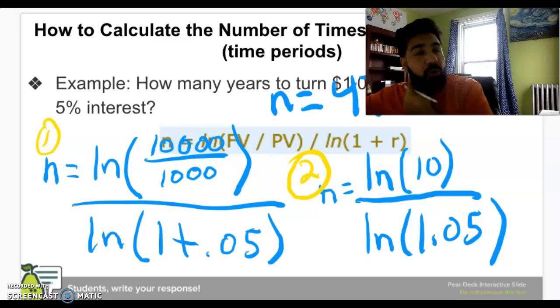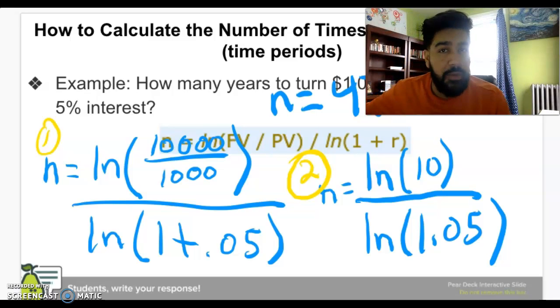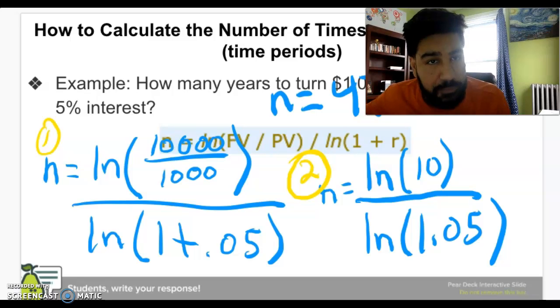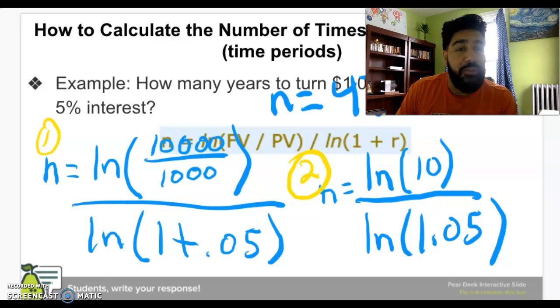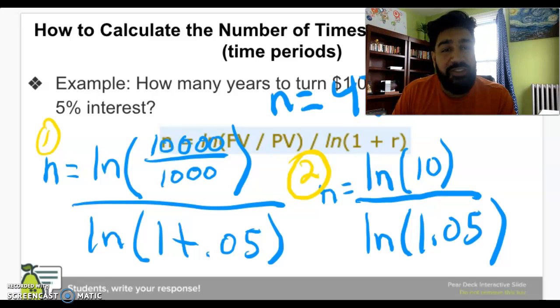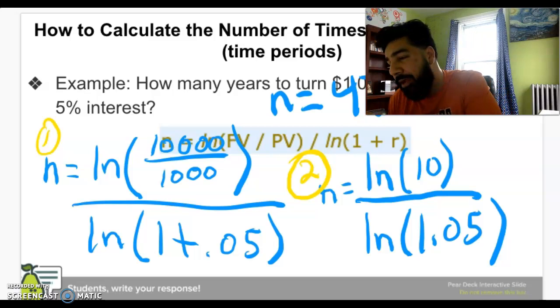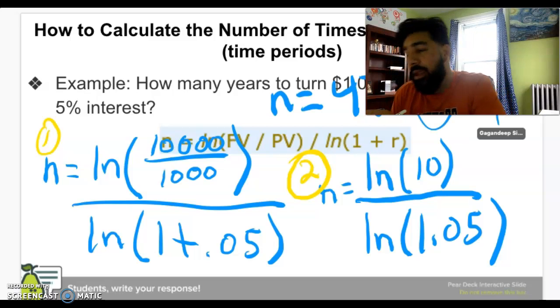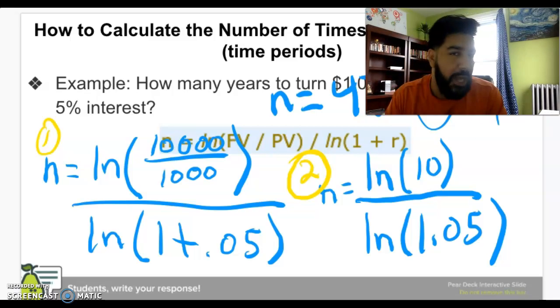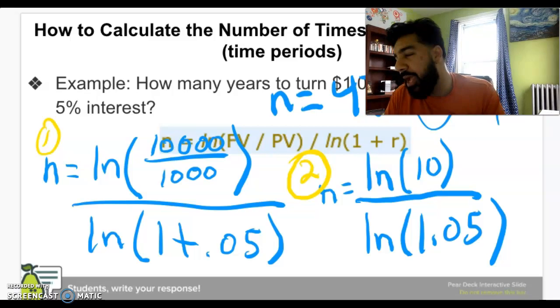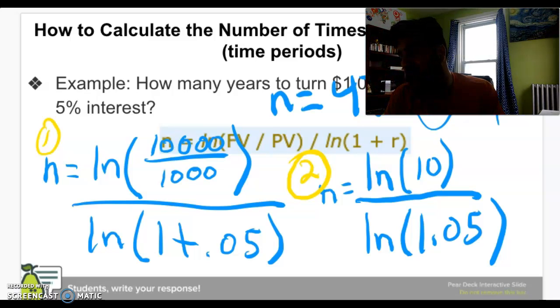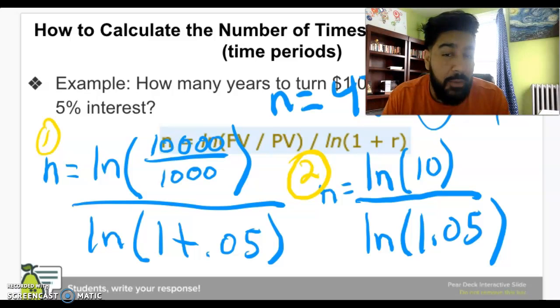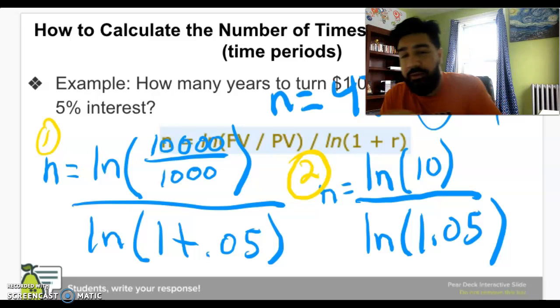If I ever ask you to round to the nearest whole number, you would leave it as 47. If I ask you to round to the nearest tenth, you change it to 47.2, because this 9 is going to tell you that you have to go up. If I said to round to the nearest hundredth, you would leave it as 47.19. So if you want to turn that $1,000 into $10,000 at 5% interest, it's good. You better start now because it's going to take you 47 years.